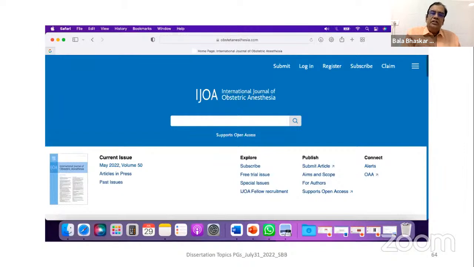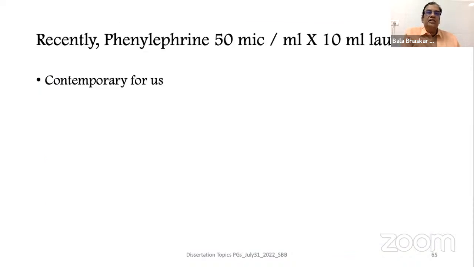The advantage is that when you go there, you can find the list or the table of contents of the articles published in different issues. At least if you look at the table of contents, you'll get an idea that such and such articles are published, and this could be suitable for my institution. That's how we take it forward. For example, all of us know the phenylephrine 50 mcg per ml preparation has been released briefly. Just about, I think, 2 months ago, it was released into the market.